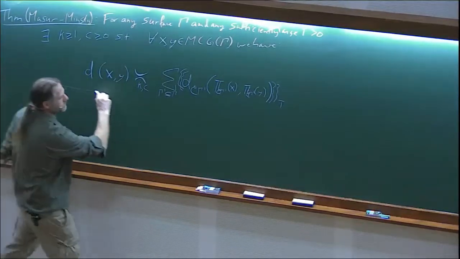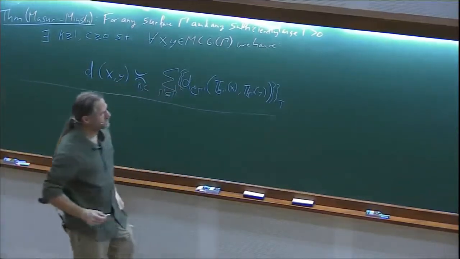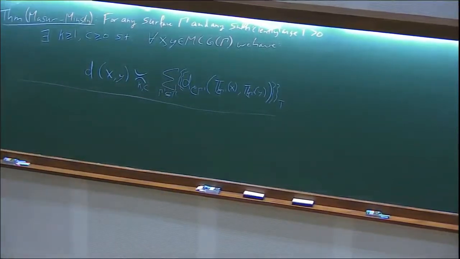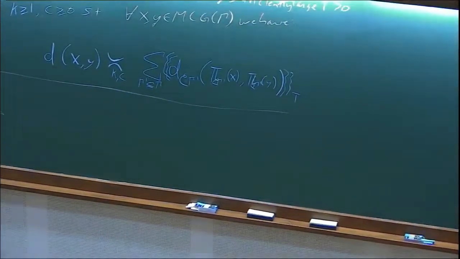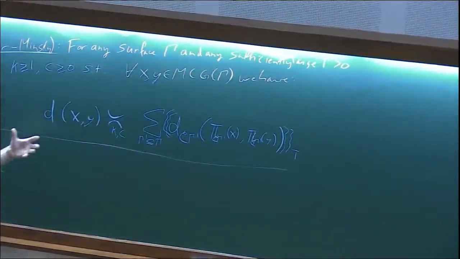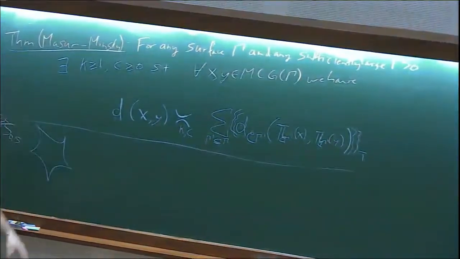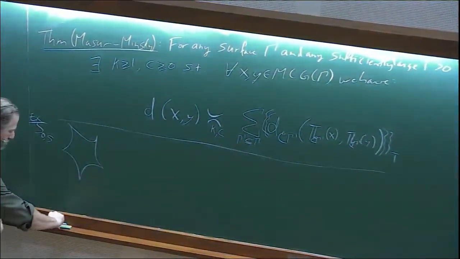So let me give a little explanation of something you can get out of that. I'll talk about some other applications of this later, but for now, let's think about the way the distance works. Let's pick some explicit example, like the 5-hole sphere. And suppose that we wanted to measure the distance between two mapping class elements.